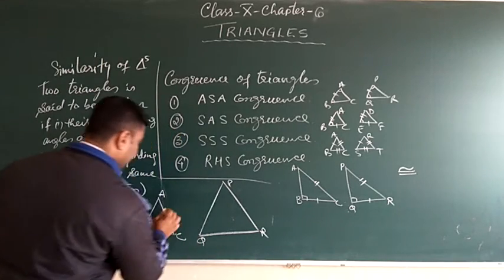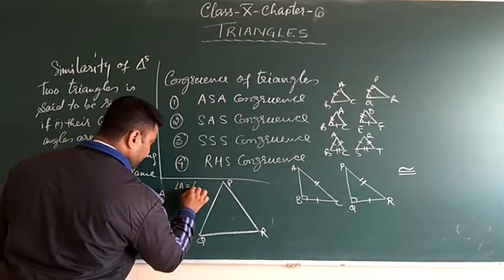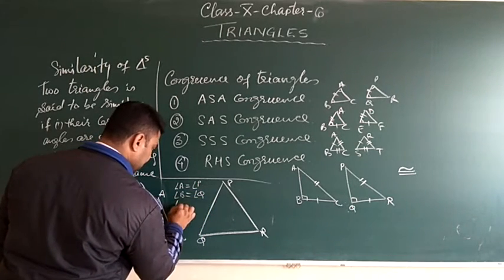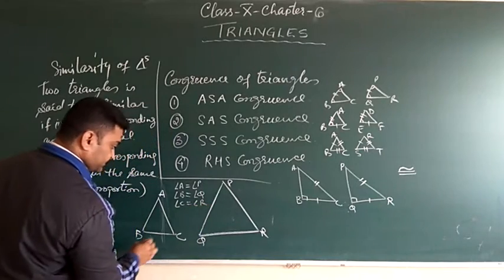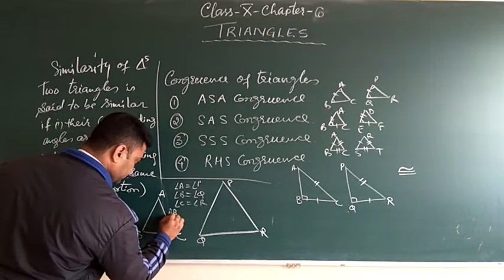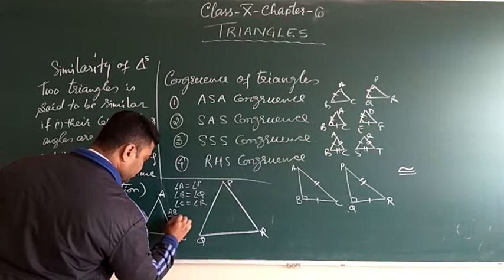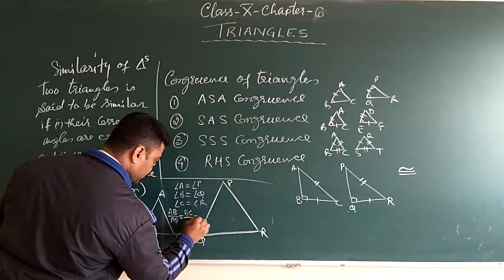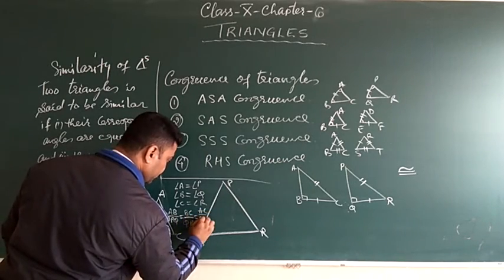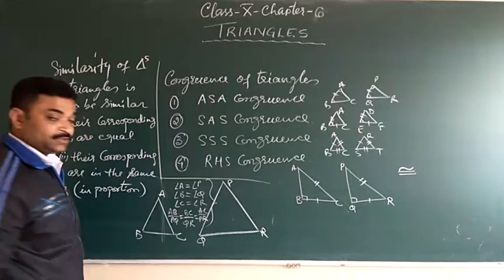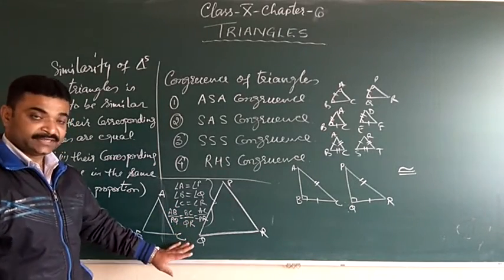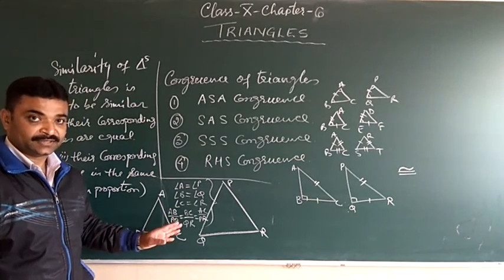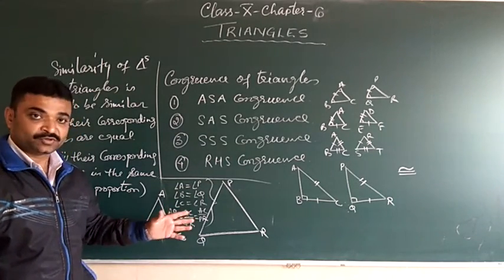Then angle A must be equal to angle P, angle B is equal to angle Q, angle C is equal to angle R, and AB upon PQ is equal to BC upon QR is equal to AC upon PR. If these things are there, then we say that the two triangles are similar. This is the property of similarity. Okay students? So students, pause the video to note this down.